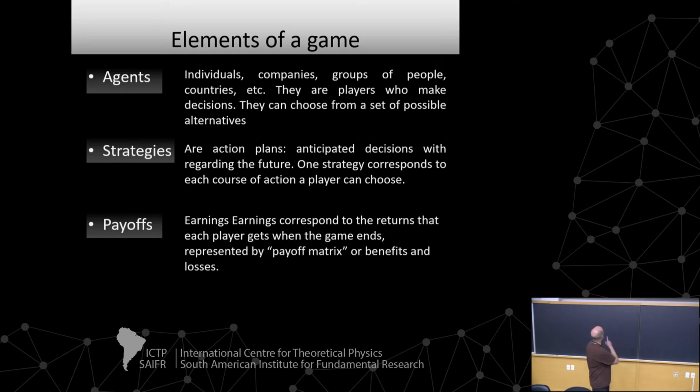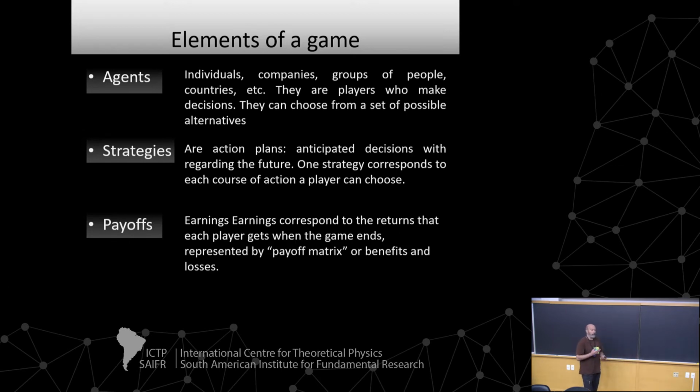strategies. This is the second concept in game theory. Strategies are the action plans, and they anticipate the decisions with regard to the future. So a strategy is the set of possibilities for taking a decision. When I define a game, I need to define the universe of different strategies that I can have in order to decide what I will do at the moment when I am playing with another one. So strategies are the action plans, and one strategy corresponds to each course of action a player can choose.